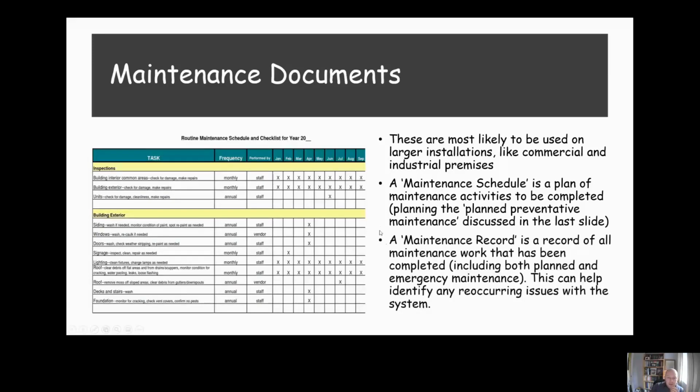But we'd also have a maintenance record on these big jobs, which records not only the planned preventative work that we've done, but it'll also identify reoccurring issues with emergency maintenance, because if things regularly become faulty and they don't last their normal lifespan, then we can identify that there's an issue causing that, and we can start to try and ascertain what that might be.